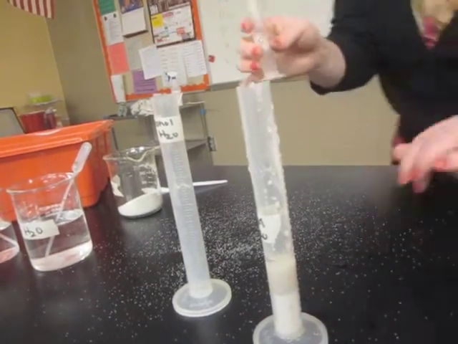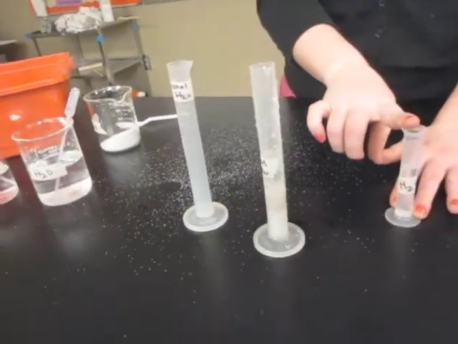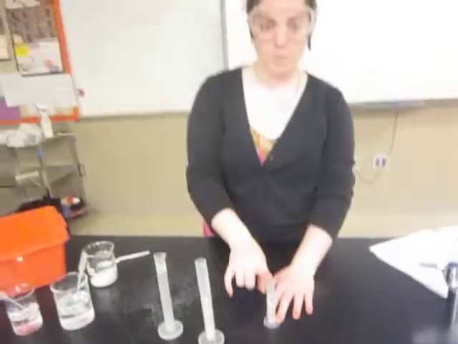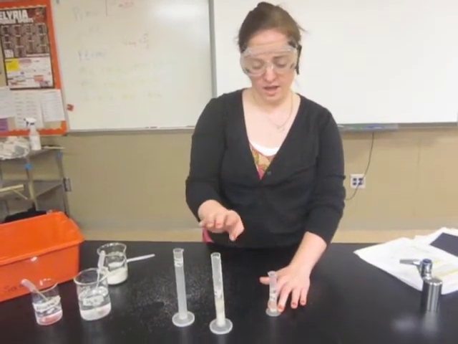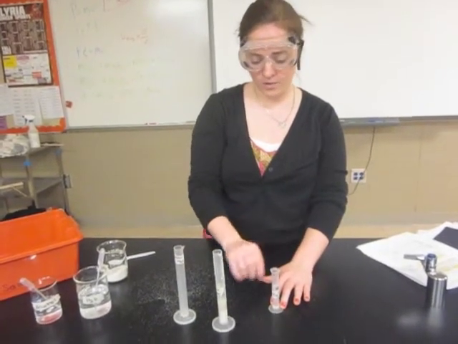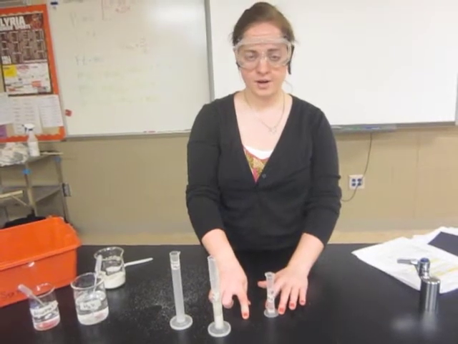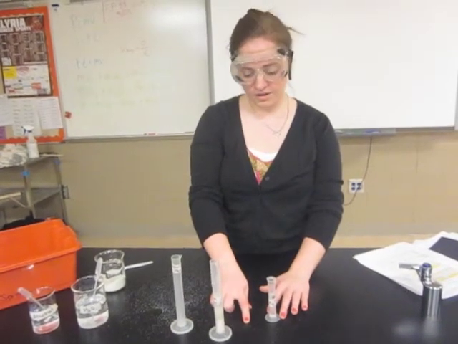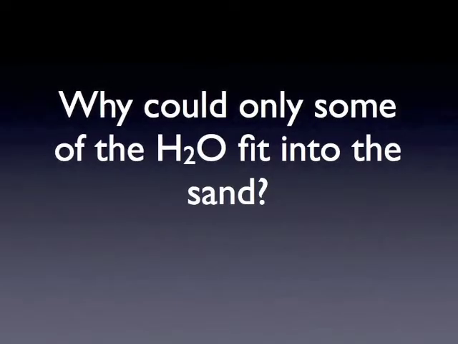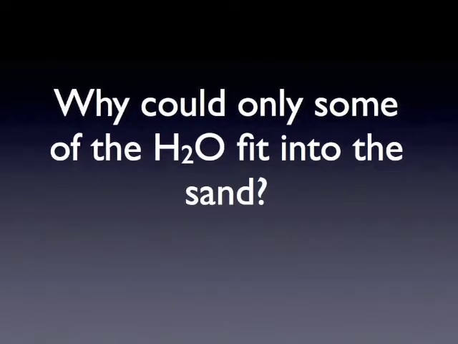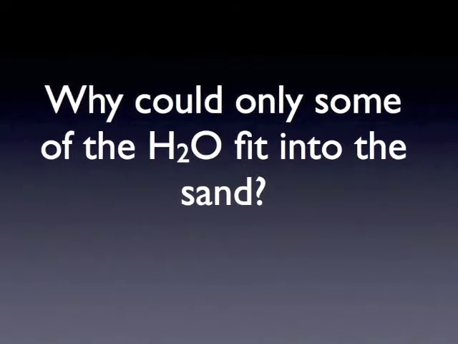And then you want to record the extra amount of water that you have left in your water graduated cylinder onto your paper. Now, why is it that even though you filled 10 milliliters of water and you only poured some in there, why is it that it only went up to the 10 milliliter mark? What happened to the water and the sand particles? How did the water fit below the sand particles? Why could only some of the water fit into the sand? Think about the space between the particles in a solid and a liquid.